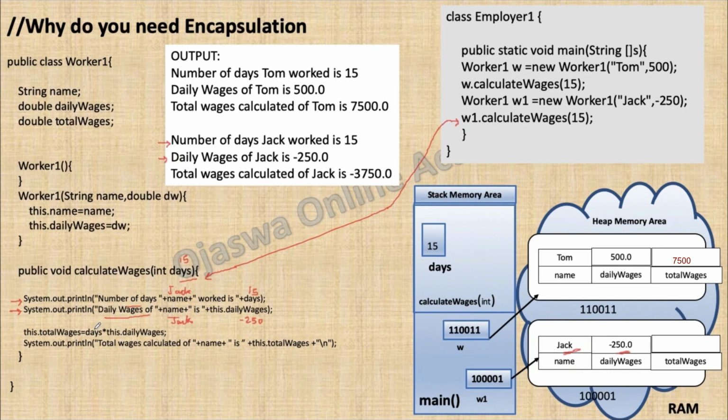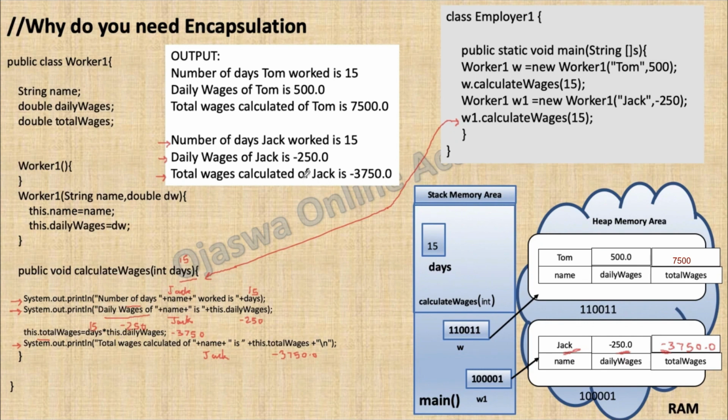And then we are calculating the wages. Number of days is 15 multiplied by minus 250. This is equal to minus 3750. So this amount minus 3750 will be stored inside the instance variable total wages over here on the heap. And the next statement printed is we are printing "total wages calculated of Jack is" this.totalWages. So the value of the instance variable is retrieved, and this is printed to the console. Total wages calculated of Jack is minus 3750.